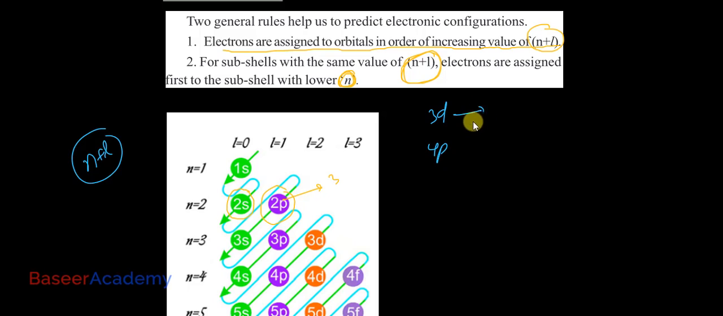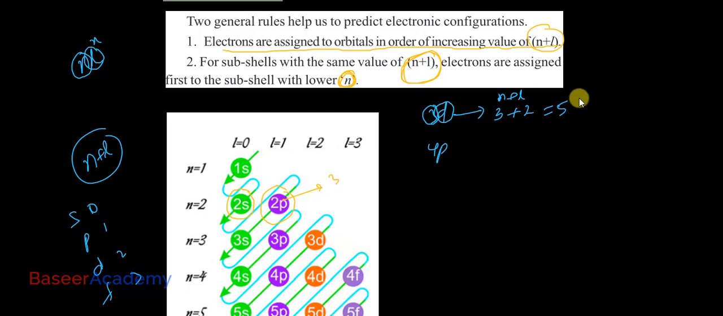Finding out n plus L value is not at all difficult. This 3 that you see here is the n value, because we see that the orbitals are denoted like this, right? N, L, x. This thing right here is nothing but the n value. So n value is 3. Plus, what is the L value? We have d here. We know that d value should be 2. So the L value for d is 2. 3 plus 2 is 5.